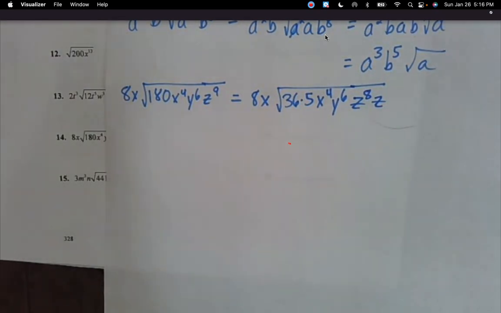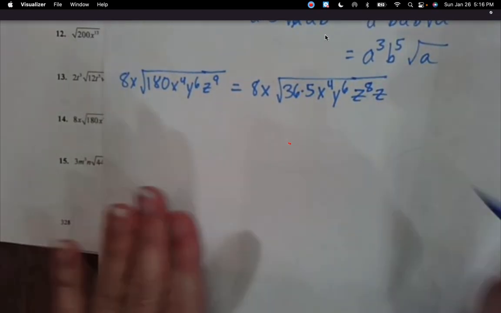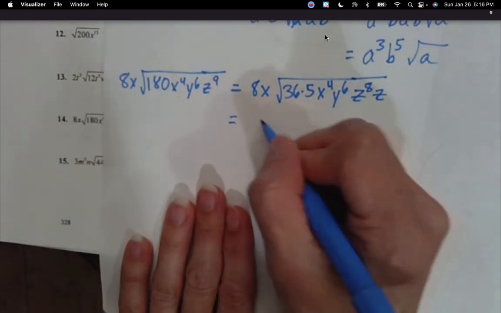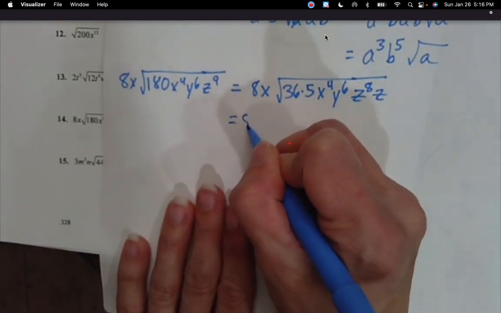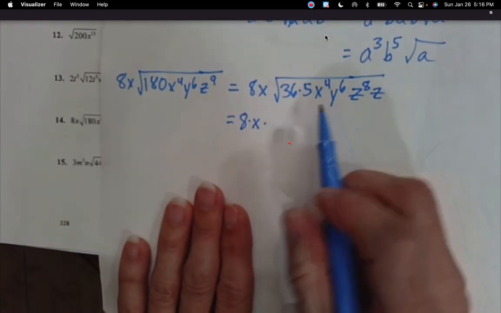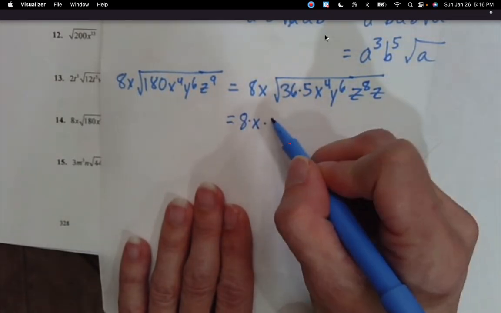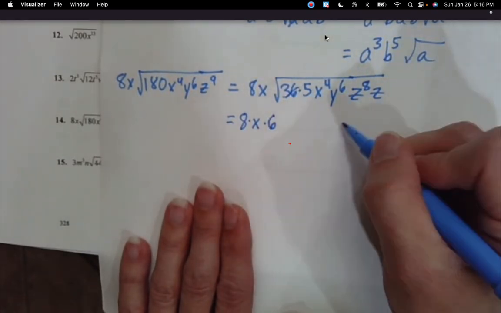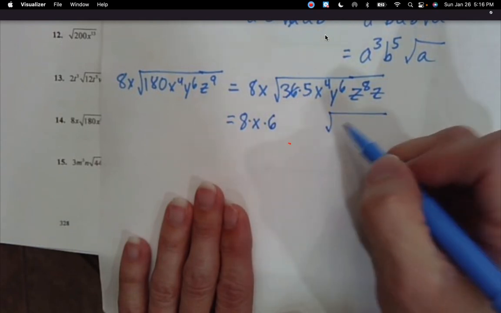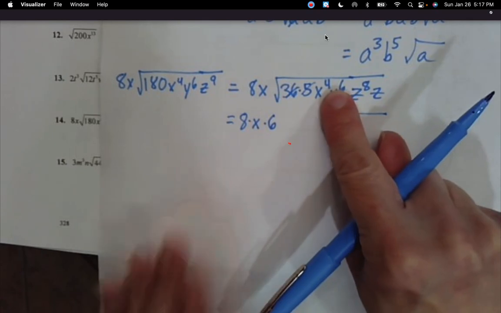So now I can take the square root of everything. Whatever I can't take the square root of, I'll leave underneath. So I'm going to write down my 8 times my x, and I'm going to multiply a bunch more stuff. So what's the square root of 36? Well, that's 6. That goes out here. My 5 has to stay. I cannot take the square root of that. I can take the square root of that.